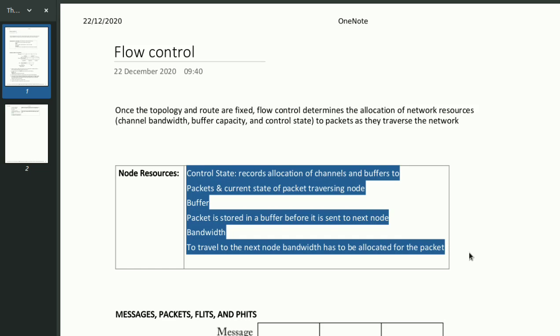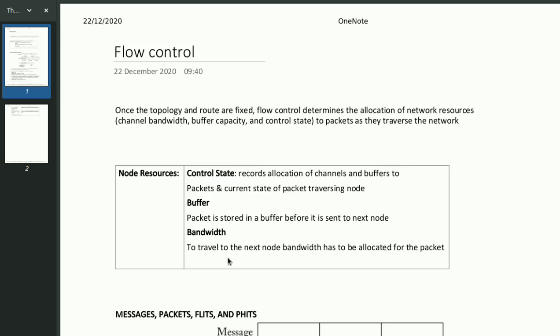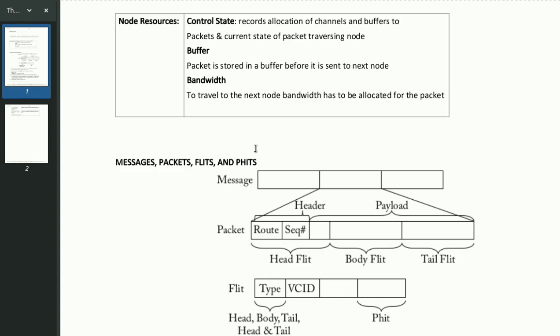Now what is a control state? Let me explain some node resources. A control state records allocation of channels and buffers, packets and the current state of packet traversing the node. Then we have buffer. So a packet is stored in a buffer before it is sent to the next node. Then we have bandwidth. To travel to the next node, bandwidth has to be allocated for a packet. The more the number of packets, the less will be the bandwidth. So we can have more node resources, but let's proceed.